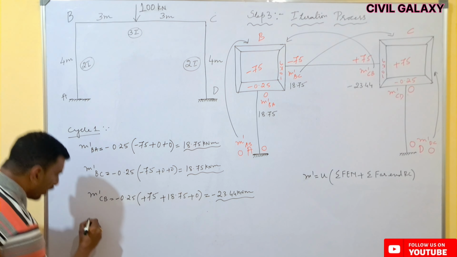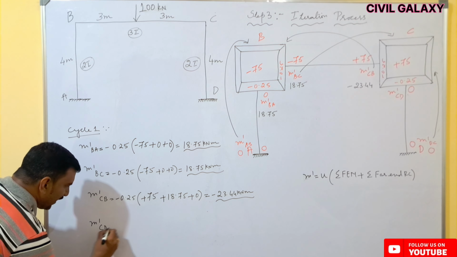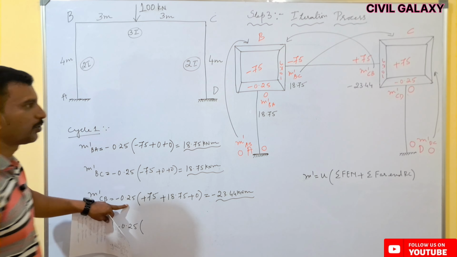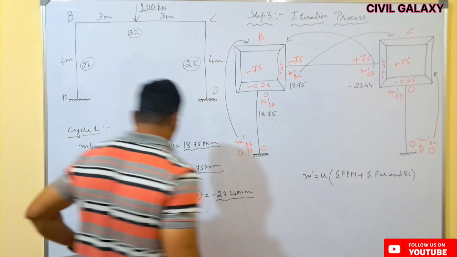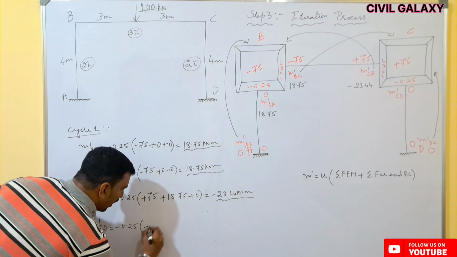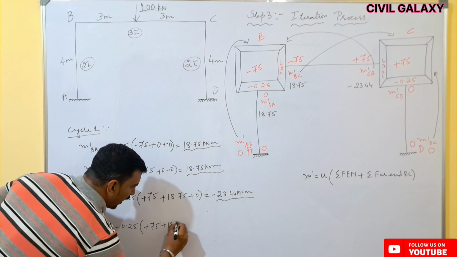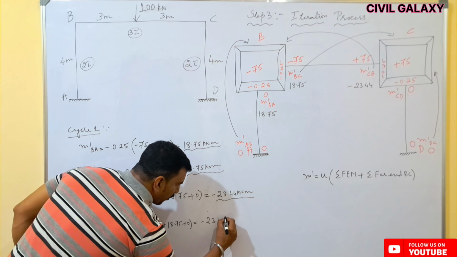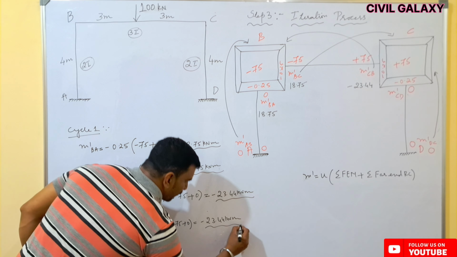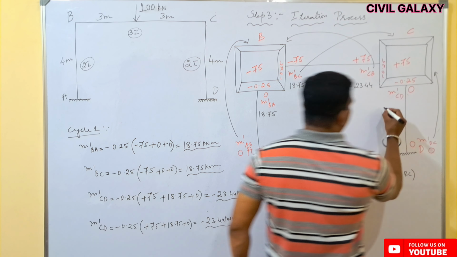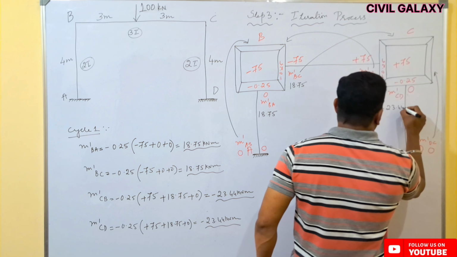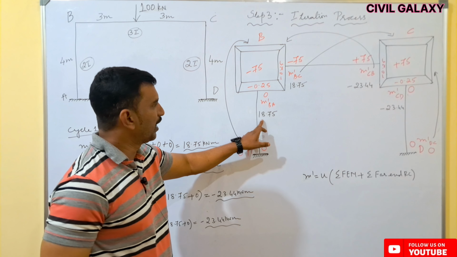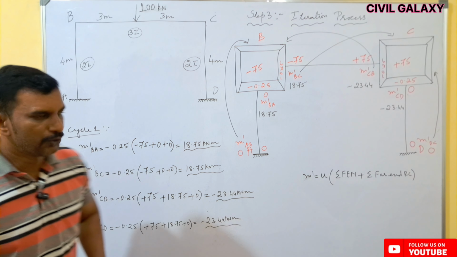So this value will put over here, which is minus 23.44. Again for m dash CD, the values remain same because the rotation factor here is also minus 0.25. So all the values remain unchanged over here, plus 18.75 plus 0, which will be equal to minus 23.44 kilonewton meters. So this value will put over here, which is minus 23.44.